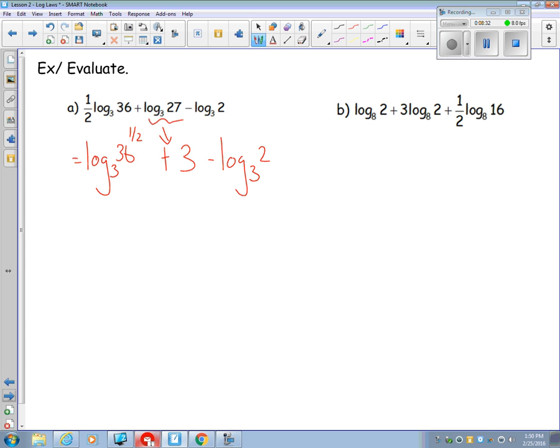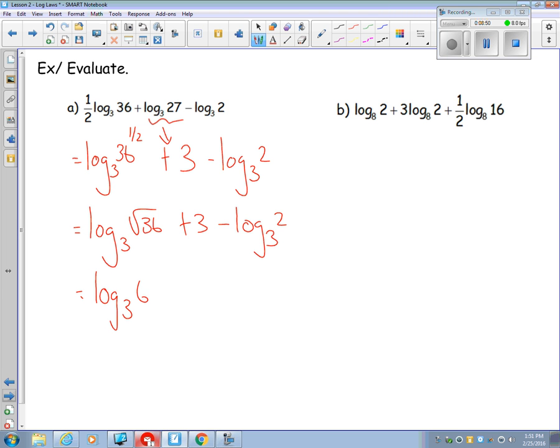Okay, what can I do next? How can I simplify this? 36 to the half. Well, isn't that the same thing as saying the square root of 36? Yeah, 3 is 3. I can't really do anything with this. What's the square root of 36?